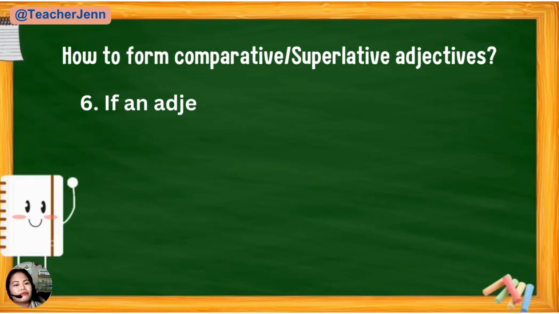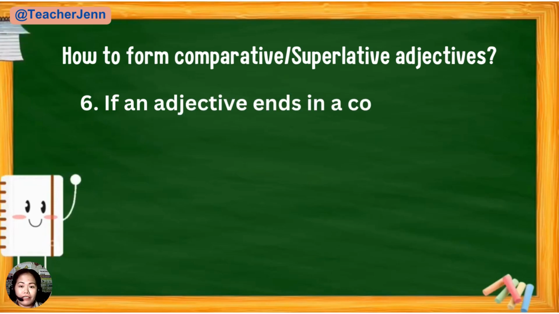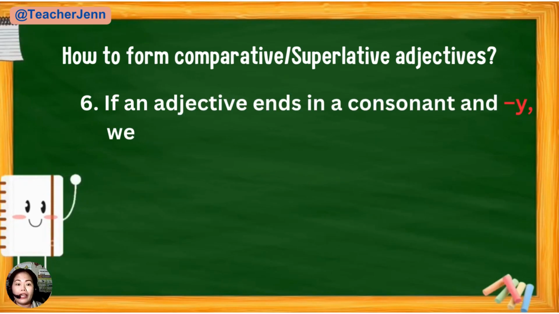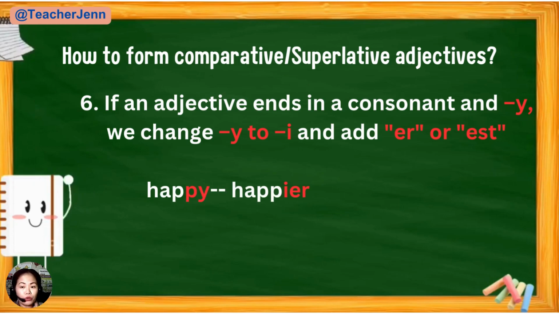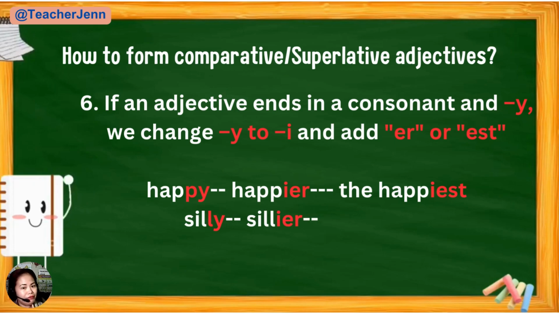Number 6, if an adjective ends in a consonant and letter Y, we change the letter Y to I and add ER or EST. So, for example, happy, it ends with Y and with a consonant letter P. So we will take out the Y, we add IER. So that will make happier and the happiest. Silly, sillier, the silliest.